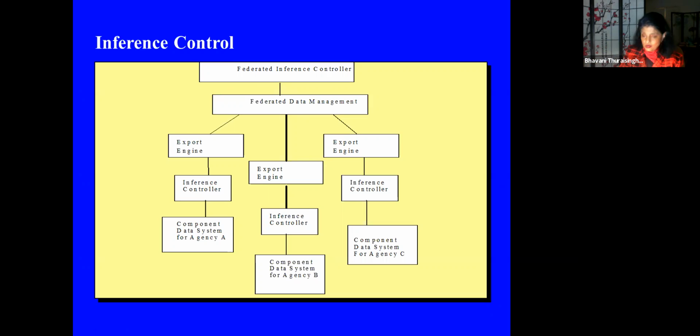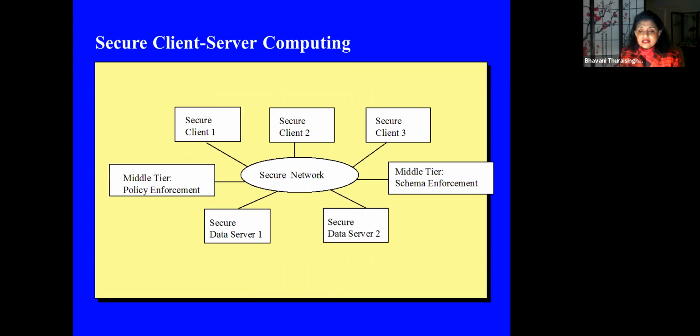Okay, that's inference control. Now secure client server computing. Again, back in the 1990s, a huge development was the three-tier architecture. And we still use a form of three-tier architecture, but then we started with objects for integration. That was in the 1990s and 2000s. And now we have moved to the cloud. So with the three-tier architecture, which is very popular, you have secure clients and secure servers, and a lot of the other functions like enforcing schemas or schema integration and policy enforcement all happen in the middle tier. So you can look at it as a collection of objects.